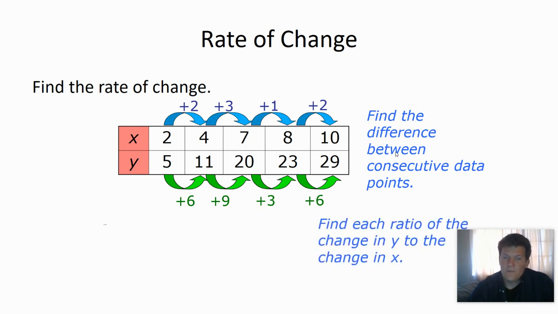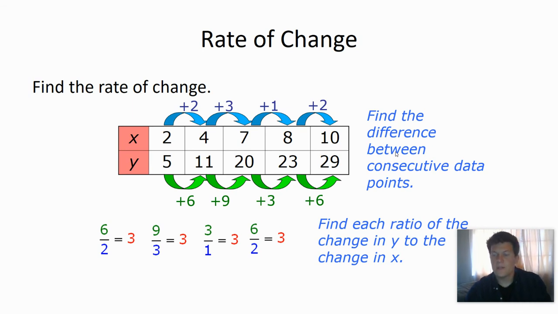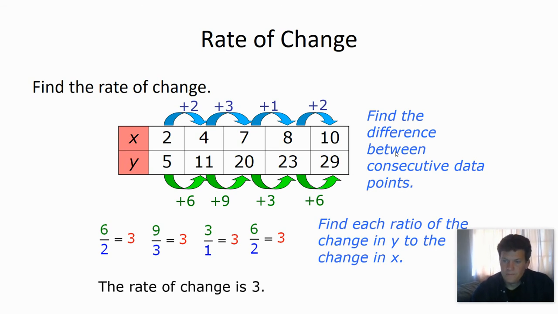So I'll have 6 over 2 for the first one, 9 over 3 for the second one, 3 over 1 for the third one, 6 over 2 again for that fourth one. They all equal the same thing. They all equal 3. So this proves that my rate of change is 3. So again, looking at the differences, x's and y's, then divide them. There's your rate of change.